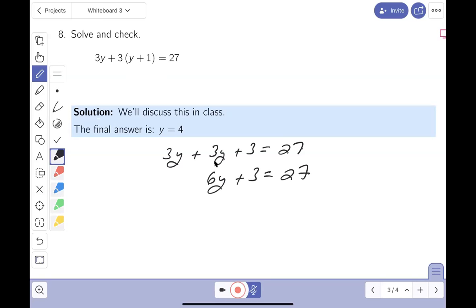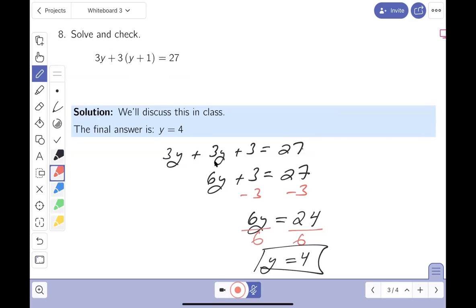Now what I'm going to do is, variable on one side it is, but I want to get the constant on the other. So I'm going to subtract 3 from both sides. And what do you get? You get 6y is equal to 24. All right, let's keep going. Next thing I'm going to do is divide both sides by the variable's numerical coefficient. And what would you end up with? y equals 4.